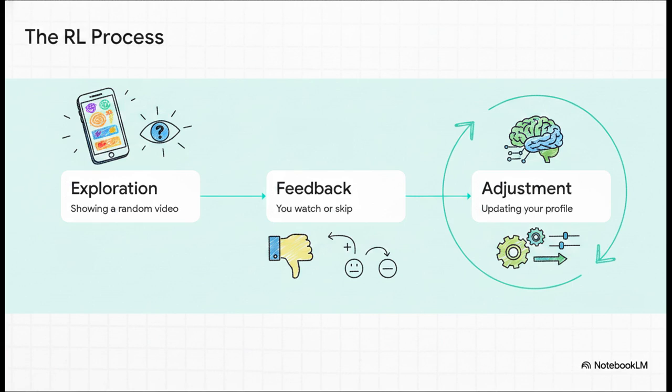Step 2 is feedback. You either watch the video or you immediately skip it. This is where the treat or the penalty is delivered. And step 3 is adjustment. The agent updates your mathematical profile based on that split-second decision. And what is truly mind-blowing here is the scale and speed of this process. This entire three-step loop executes in the literal milliseconds it takes for your thumb to swipe up to the next video, continuously and endlessly refining your feed.